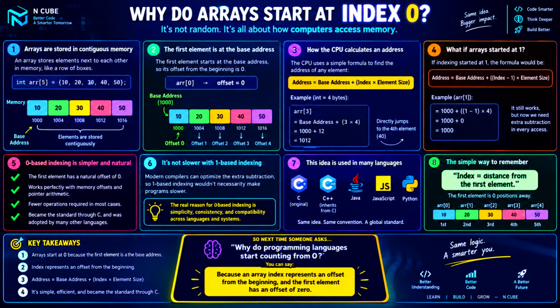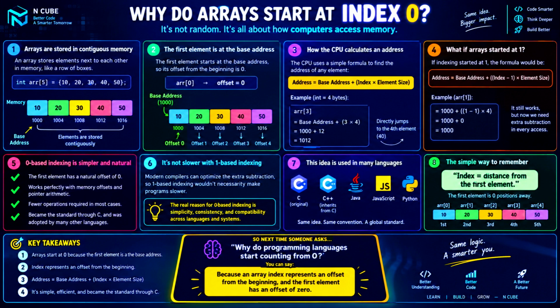Why do arrays start at index 0? It is not random. It is all about how computers access memory. So, breaking down this problem into steps, let's go with the first step.